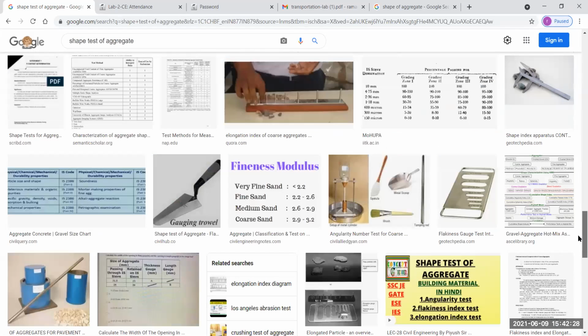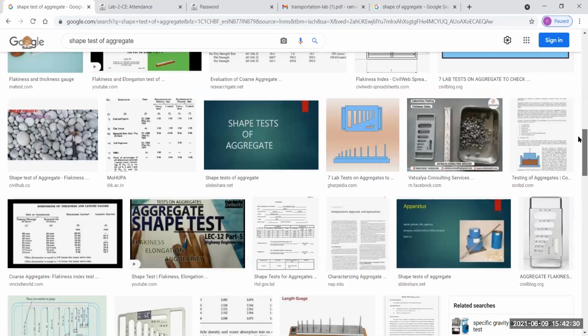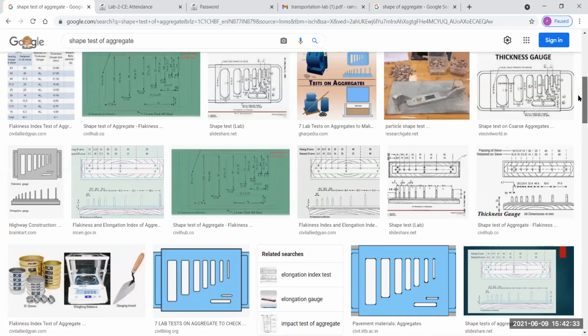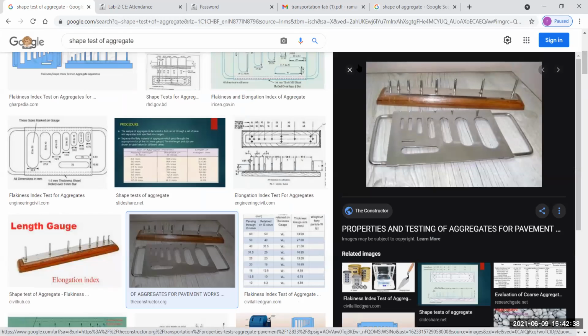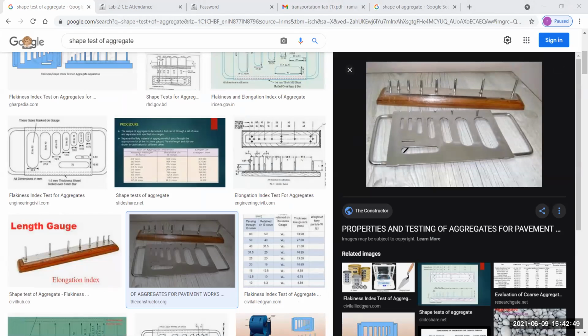I want some picture of your thickness gauge. You all see here. This is your thickness gauge. Do not see this, this is another thing. This is my thickness gauge. Use the red pen. This is my thickness gauge.